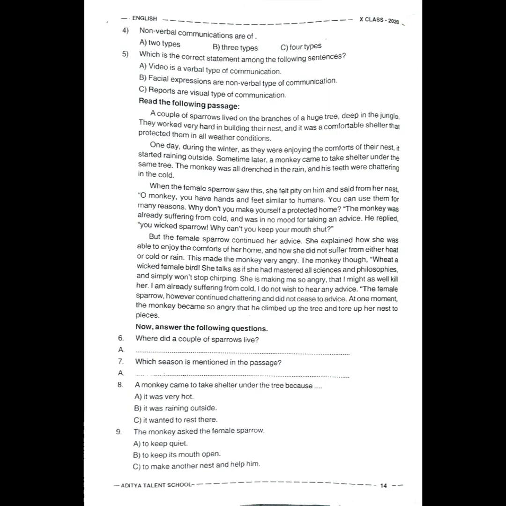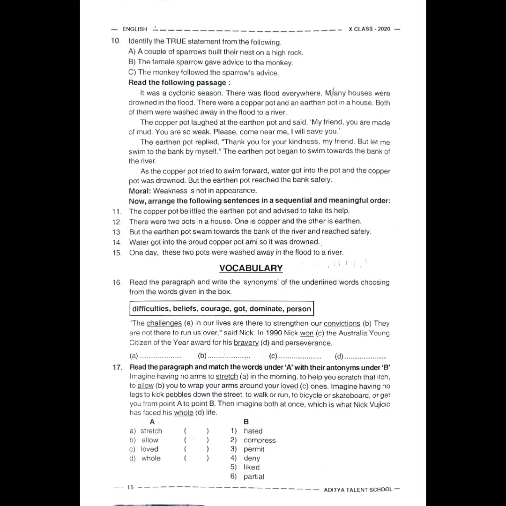And also on page 14, you can see that there is an unseen passage that's given over here. Please read the story carefully and answer the questions that are given down below. And on page 15, you can see that it says read the following passage, and they have given arrange the following sentences in a sequential and meaningful order. We have already done this kind of section in our textbook. So please recall it and accordingly do this one as well. Now let us answer the vocabulary part, which is on page 15.